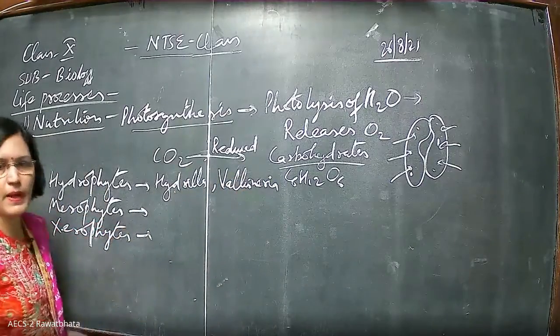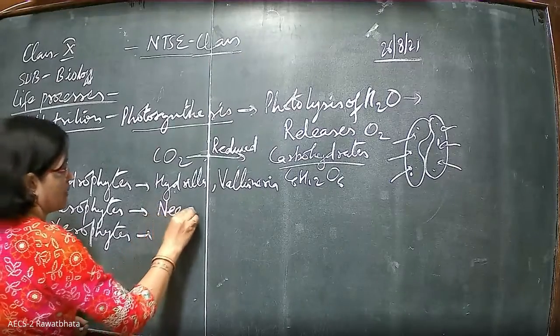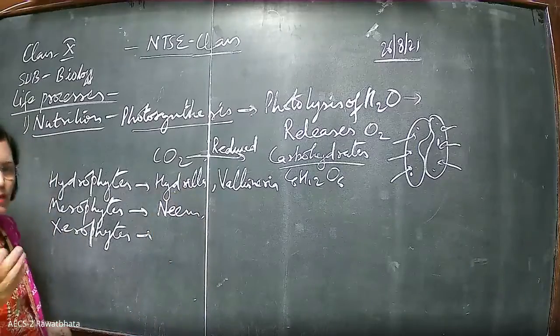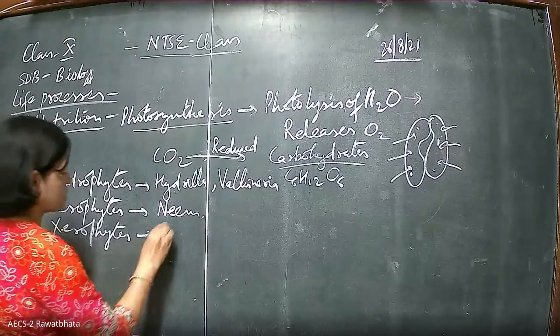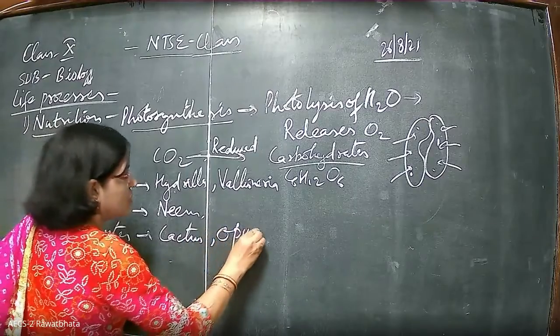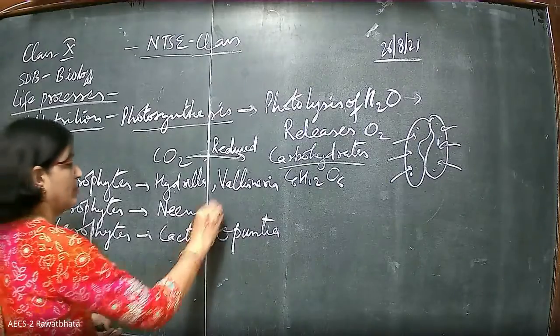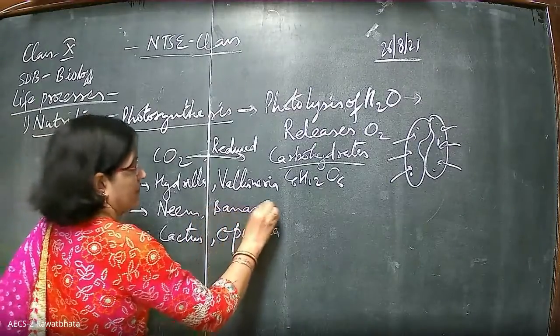Now hydrophytes, for example, are Hydrilla and Vallisneria. Mesophytes are any of the plants around you, any tree, any plant around you. For example, if you take neem or any plant, name it and you have it. Xerophytes, of course, are cactus, and Opuntia is the commonest cactus we know. Here you may mention banana also.